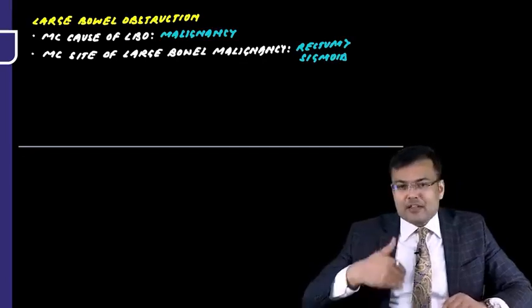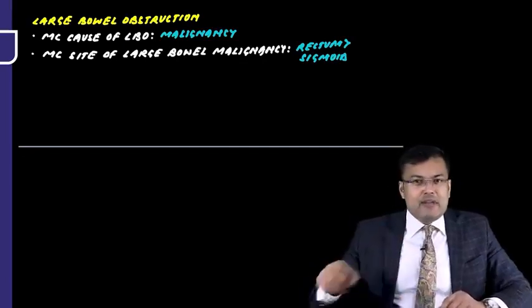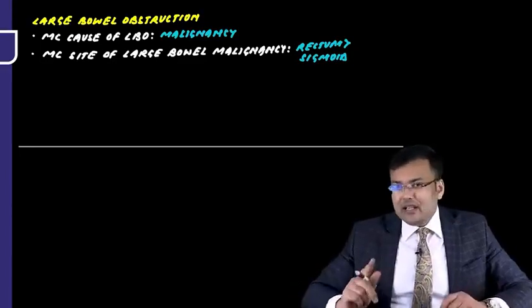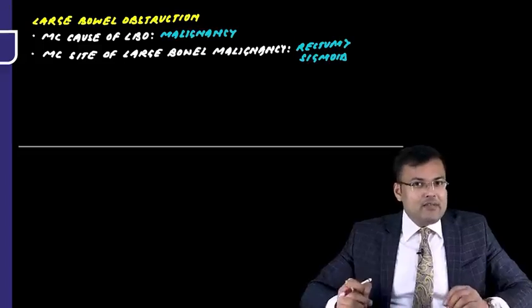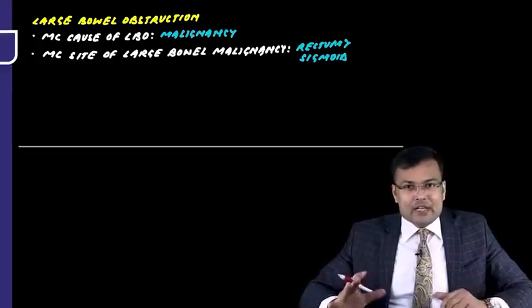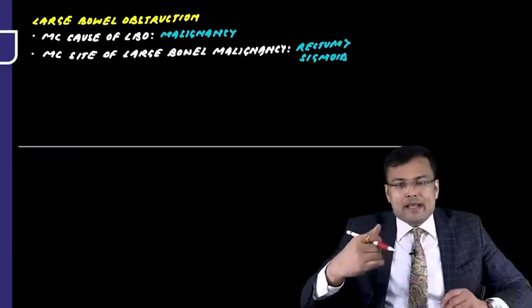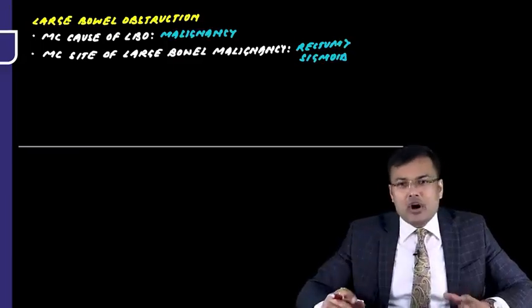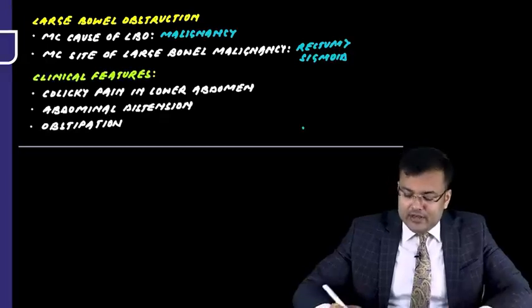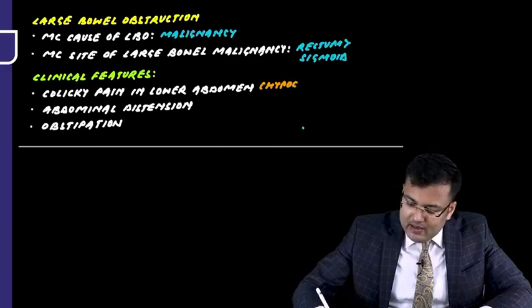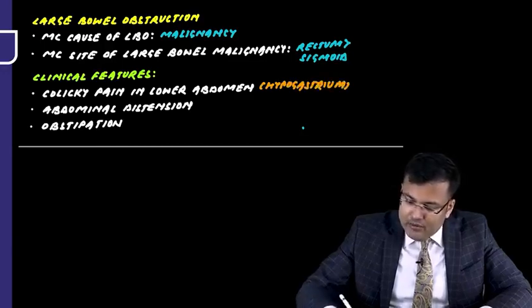Here, at the place of bilious vomiting, the patients will be having what? Abdominal distension. Here, since the malignancy is in rectum or sigmoid, it develops from hindgut. That's why pain is not in periumbilical region. Here, pain is in the hypogastrium or in the lower abdomen. So clinical features: colicky pain in the lower abdomen. Where exactly? It is in the hypogastrium. So there is colicky pain in the hypogastrium.